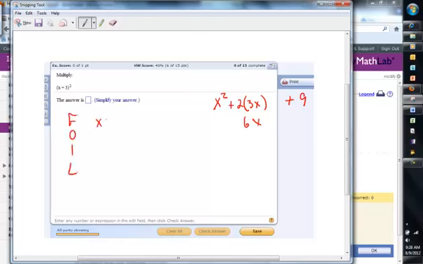The firsts are x times x, which is x squared. The outsides are x times 3, which is 3x. The insides are 3 times x, which is 3x. And the lasts are 3 times 3, which is 9. And that's how you get x squared plus 6x plus 9.